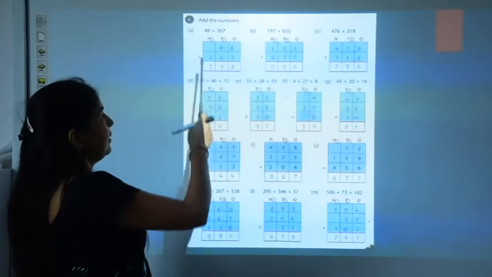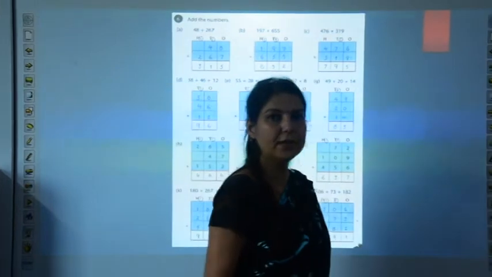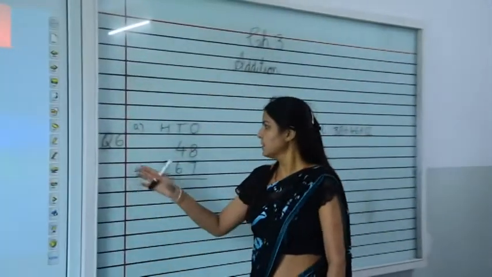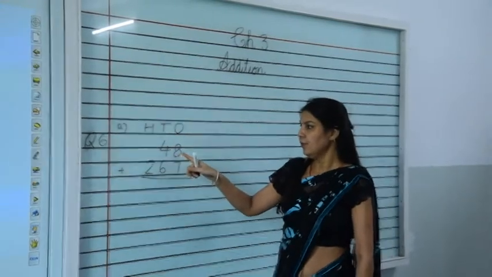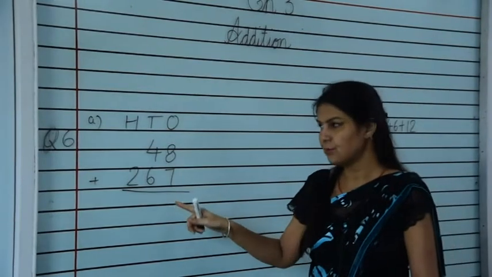Now come to question number 6. Now children, we will see how to add the numbers. These sums are based on the carryover method. So let's move to the board. This is question number 6. Numbers are 48 and 267. Now we are going to add these two numbers.